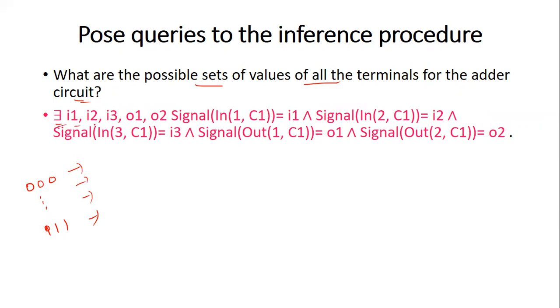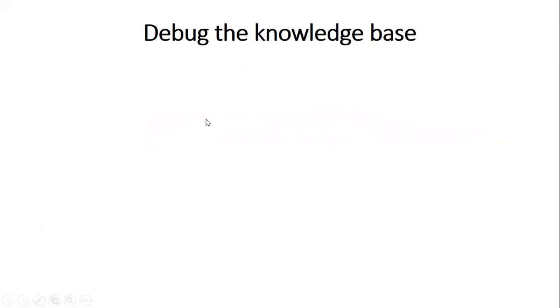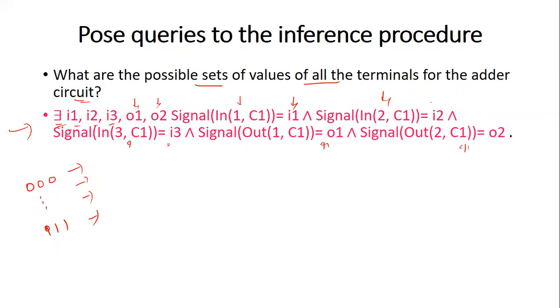So there exist I1, I2, I3, these are the inputs, and O1, O2, these are the outputs, such that the first input to the circuit is I1, the second input to the circuit is I2, and the third input to the circuit is I3, right? And the first output is O1 and the second output is O2. So basically here we are asking the knowledge base to give everything. Assign all the possible values for I1, I2 and I3, and tell what the different outputs will be, right? So that's it about posing the queries.